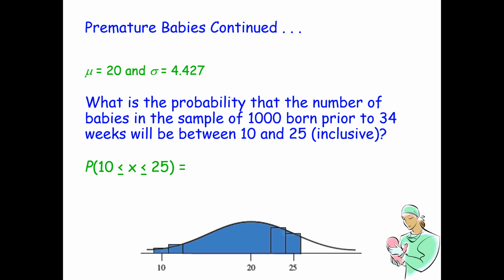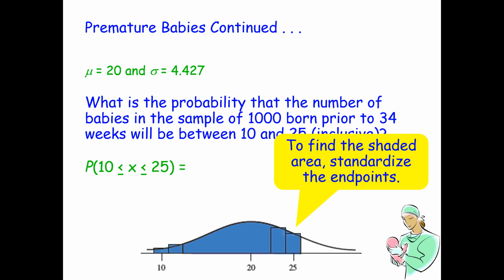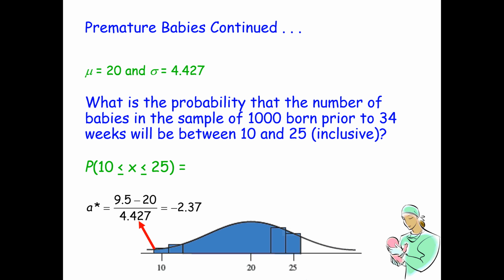Now, in order to find the shaded area, we're going to have to standardize the points. But we're not just going to use the number 10. We're going to use the number to the left, because remember, we have that 0.5. So 10 is actually 9.5. So 9.5 minus 20 divided by 4.427 gives us negative 2.37.